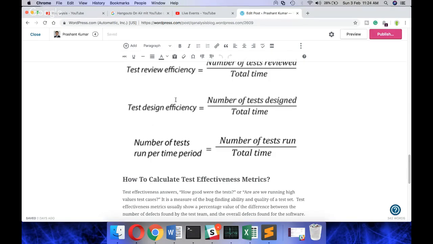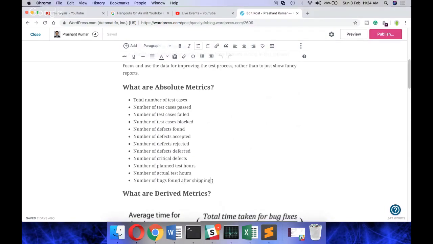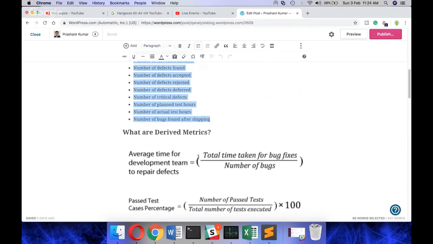So these are different kinds of derived metrics which you can take care of, and there might be more. Depending upon the absolute metrics which I discussed in my previous section, there are different numbers and data points which you can use in different kinds of formulas, either by dividing, multiplying, or finding the percentage.